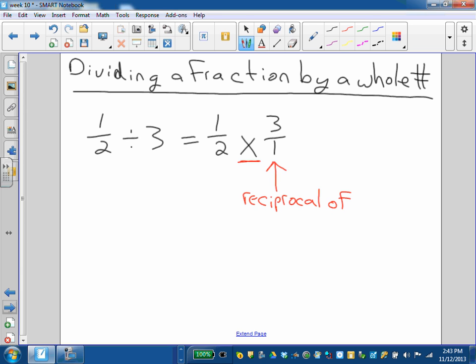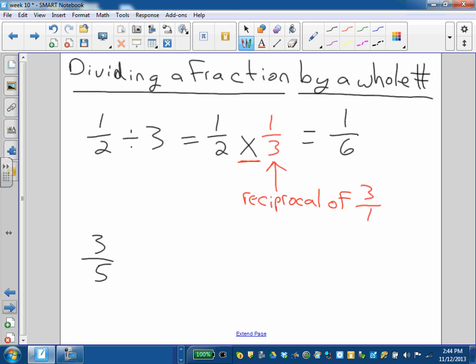Reciprocal of, whoops. Oh, I did that wrong, guys. Hang on. I'm taking the reciprocal of 3 over 1. The reciprocal is 1/3. Sorry about that. You might make sure you're doing this in pencil. Okay? 1/2 divided by 3 is equal to 1/2 times 1/3, which is going to equal 1 over 6. Okay? So let's do another one.